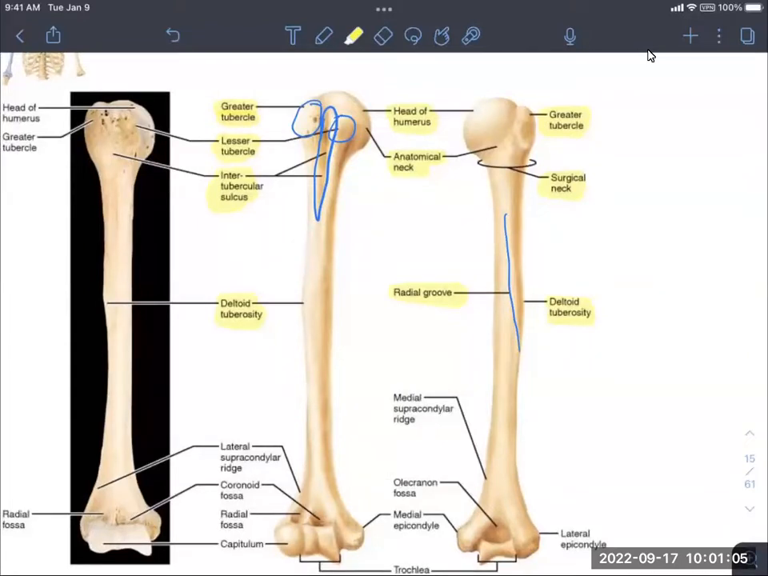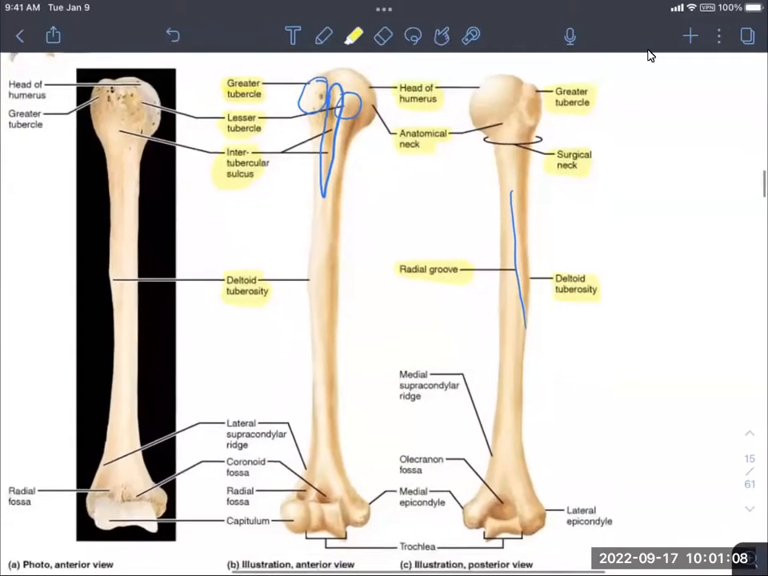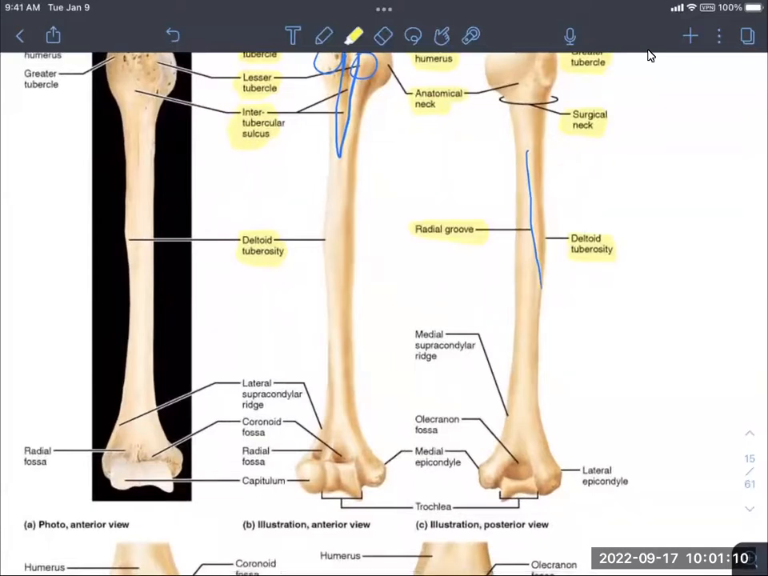Then we're going to have a lateral supracondylar ridge. We have a medial and lateral epicondyles. The epicondyles are the lower part of the bone here, while the supracondylar ridge is more through here. That is important just because there's muscles that attach there.